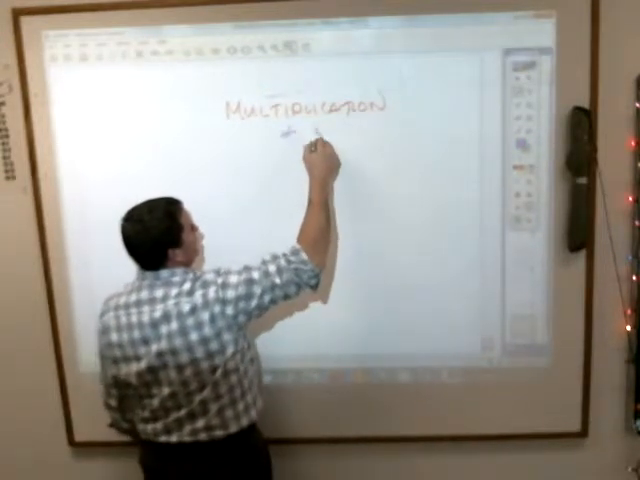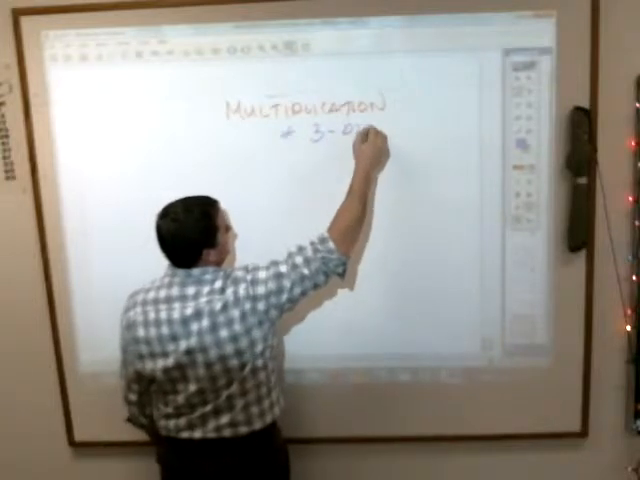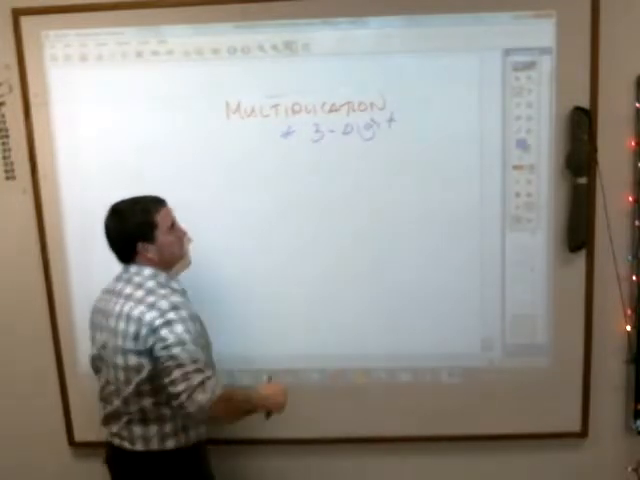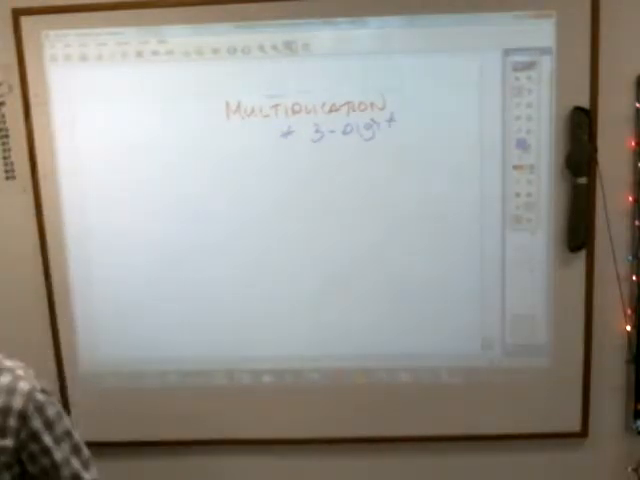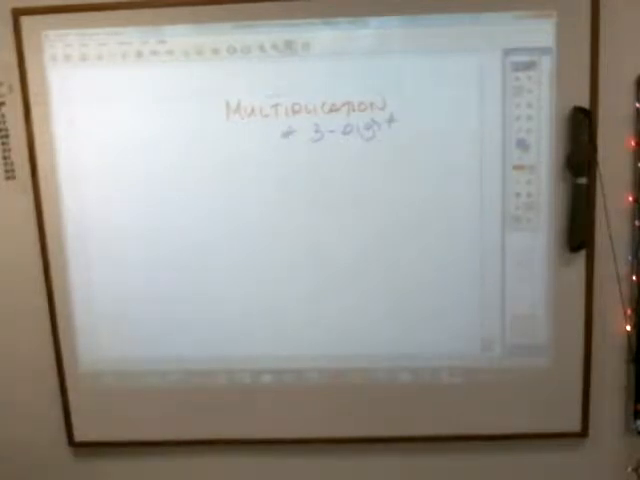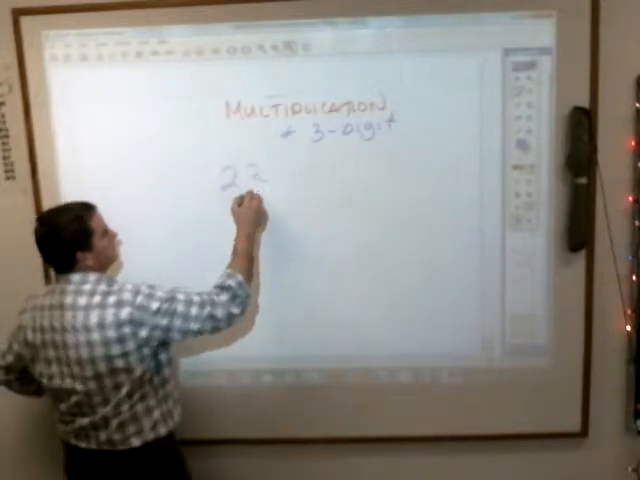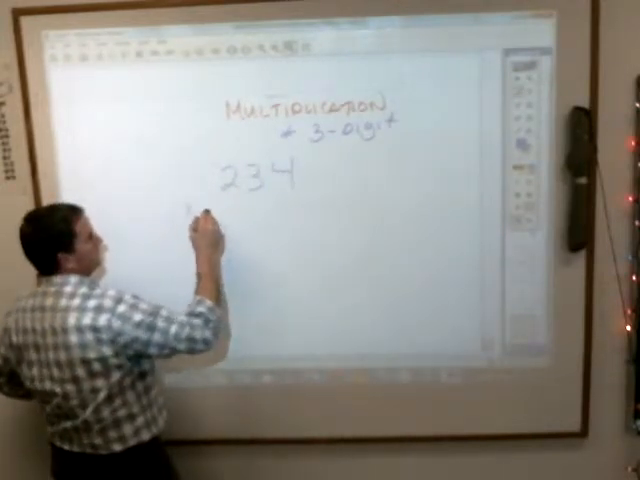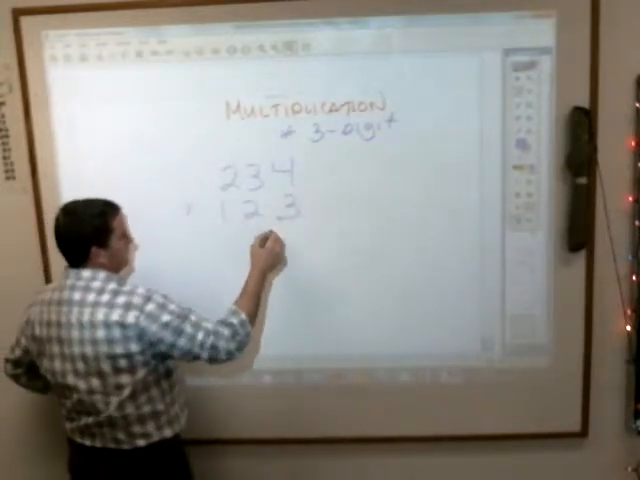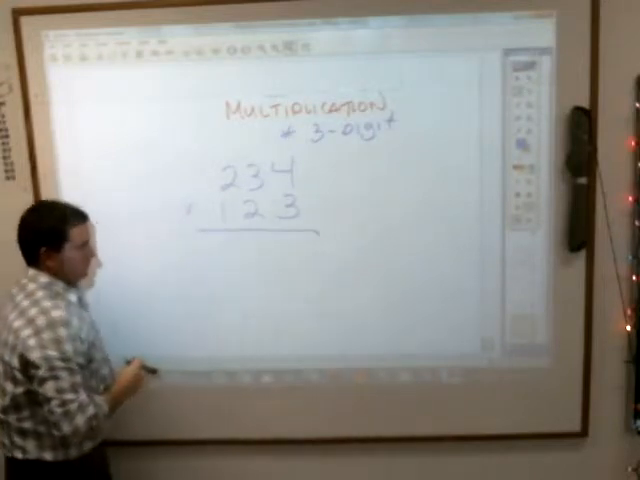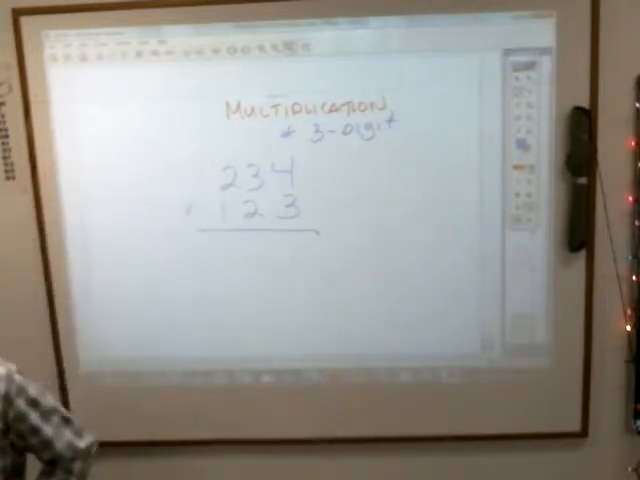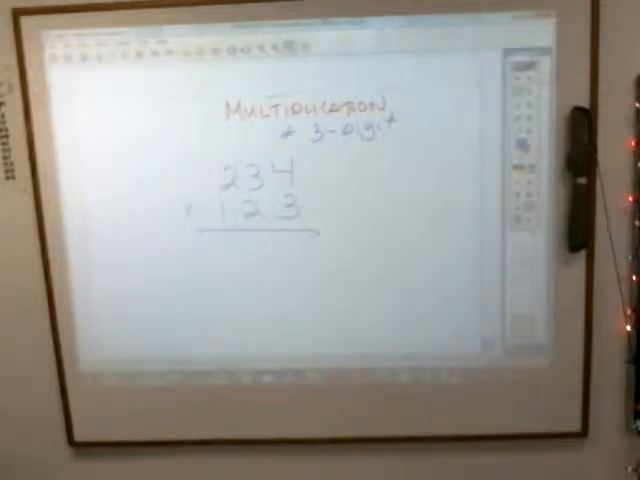And this is triple digit. Three-digit numbers. Triple digit multiplication, and remember where we got into trouble the last time.